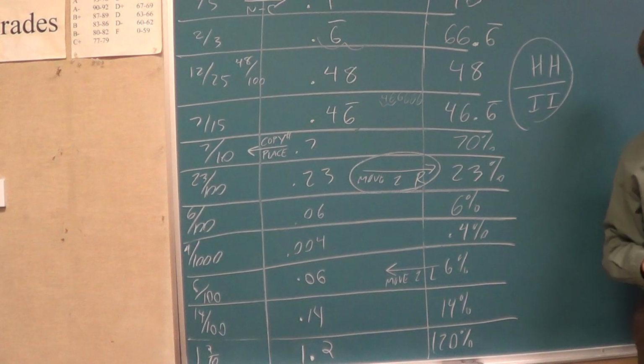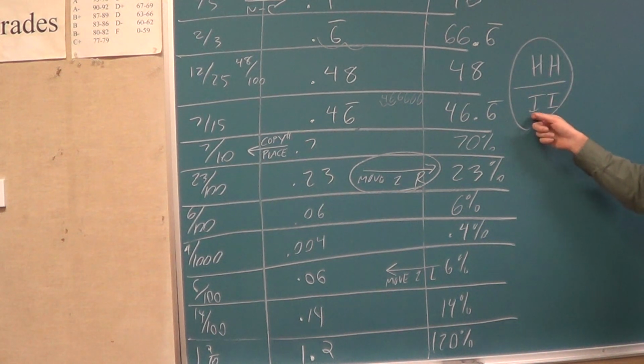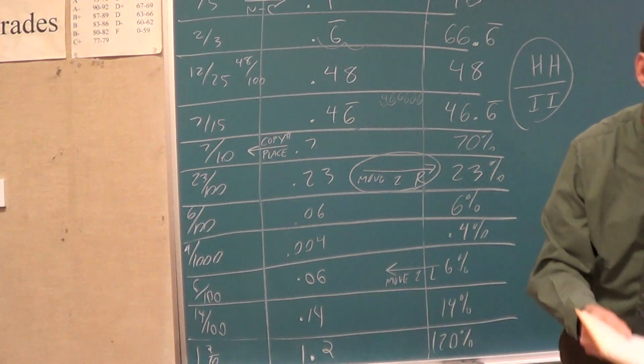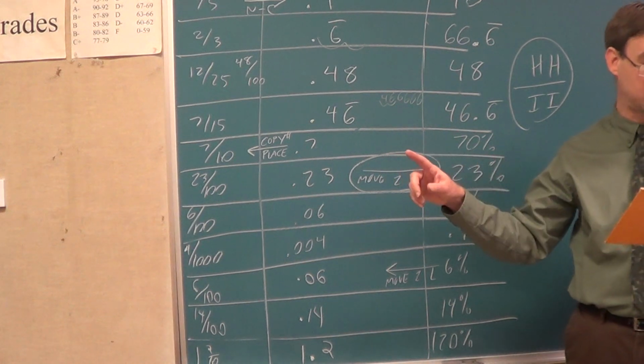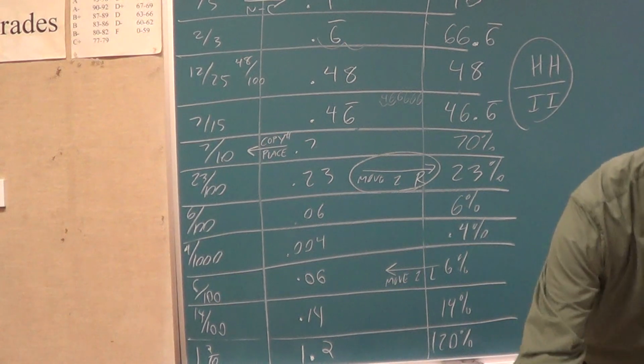There's 15 minutes left. Without a doubt, you should get HH done, and then probably some of II. Super speed people might get II done too, I don't know. But again, HH, just move the decimal right or left twice, depending on the directions. II is like this chart that we did.